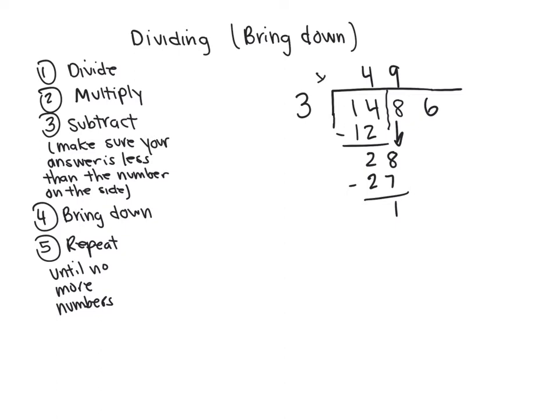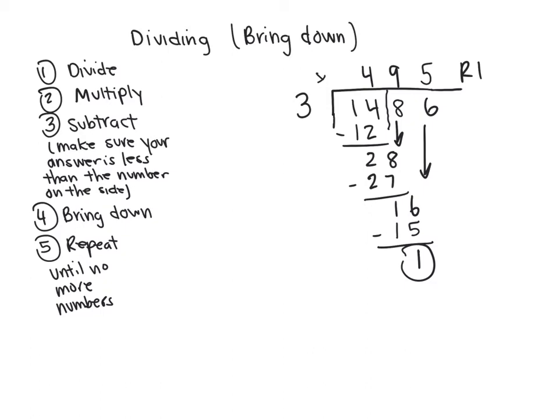And then I have to do step 4, which is bring down. So I bring down the next number, which is the 6. And then I do my steps again. Repeat. Divide. 3 goes into 16 how many times? 5. Multiply. 5 times 3 is 15. Subtract. 16 minus 15 is 1. My answer is less than the number on the side. And I have nothing else to bring down, so I cannot repeat.